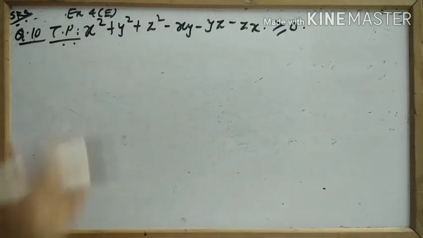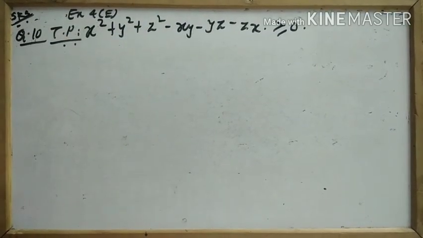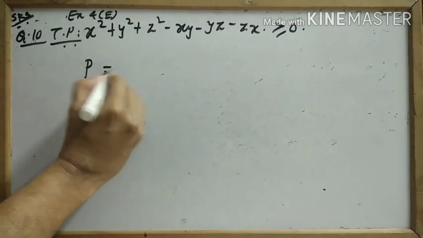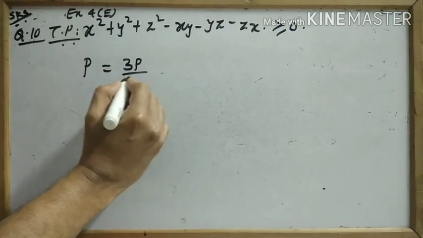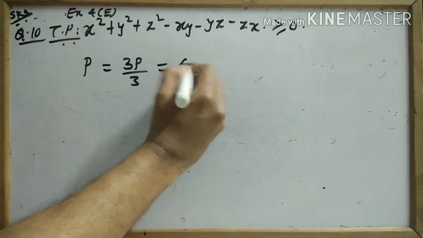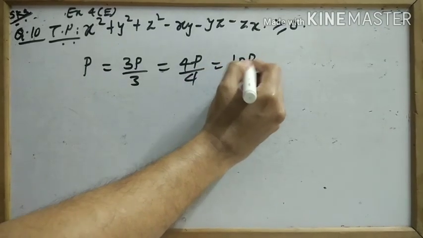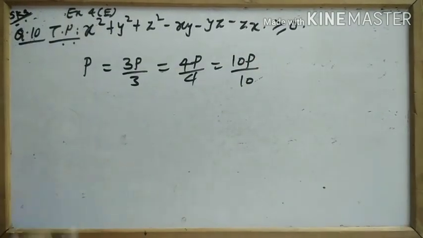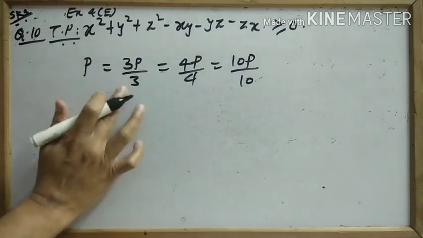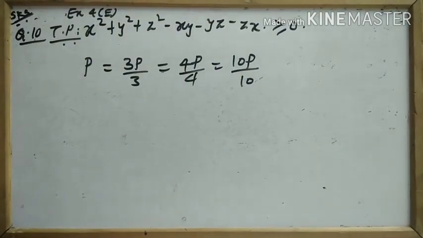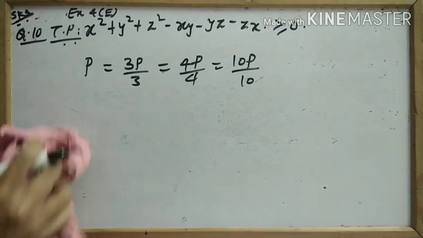Before going into this particular question, I would just remind you that if I have say just p, then I can write it as 3p over 3, or I can write it as 4p over 4, or I can write it as 10p over 10. It remains as p. I hope you understand this. 3 gets cancelled, 4 gets cancelled, 10 gets cancelled. Now why I am doing so, you will understand in a minute.